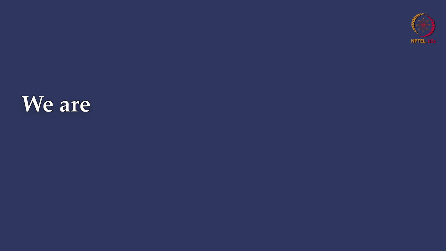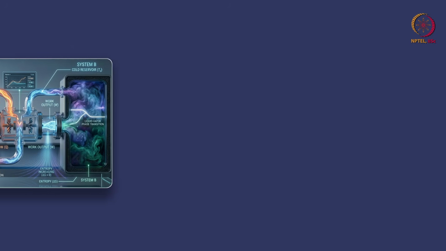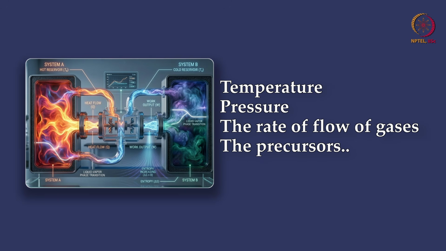So here in this course, we are not going to look at different techniques separately. Rather, we are going to look at the fundamental principles that unite this nice art of material making or material synthesis. This is like cooking in a kitchen. The fundamental principles that govern this cooking or material synthesis are thermodynamics. The ingredients of cooking are factors like temperature, pressure, the rate of flow of gases, the precursors, etc. All these things are well and nicely built into the framework of thermodynamics.